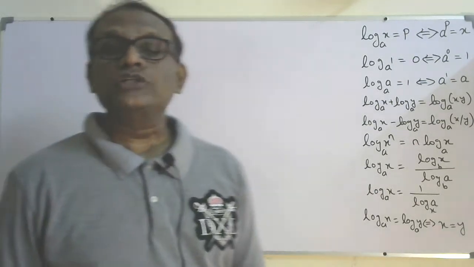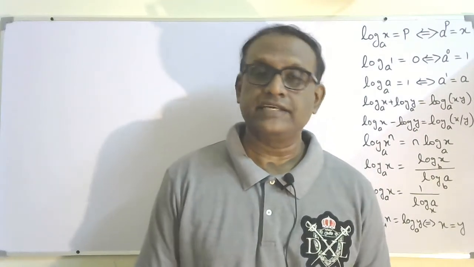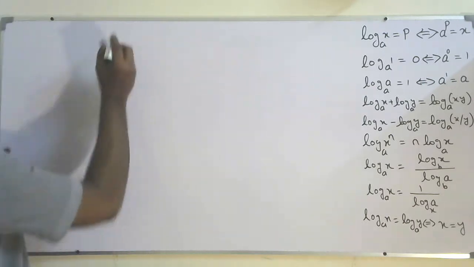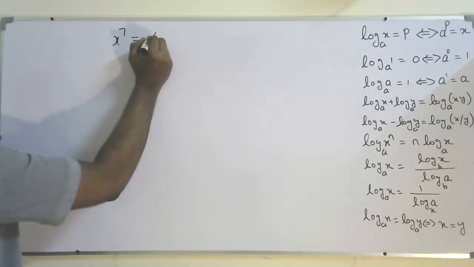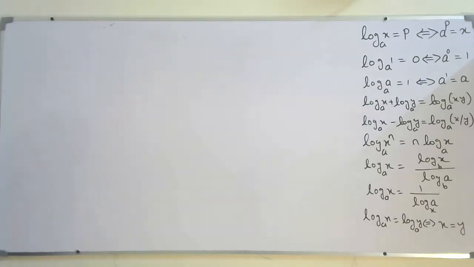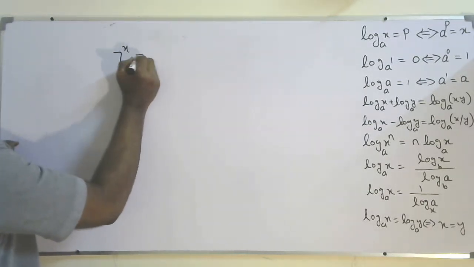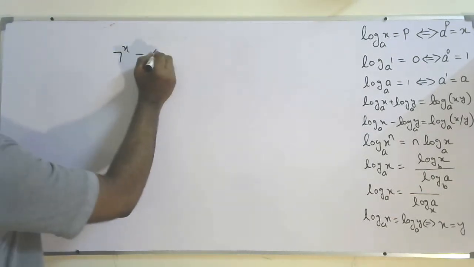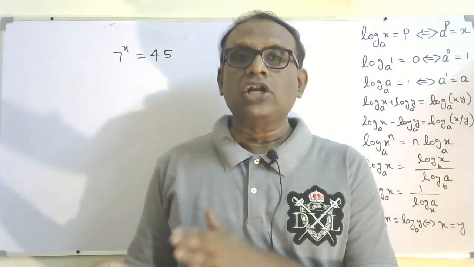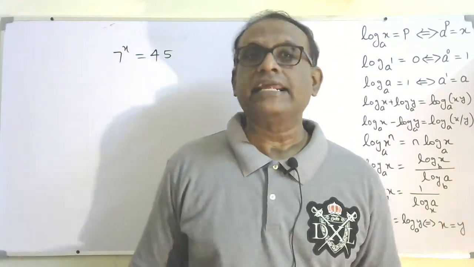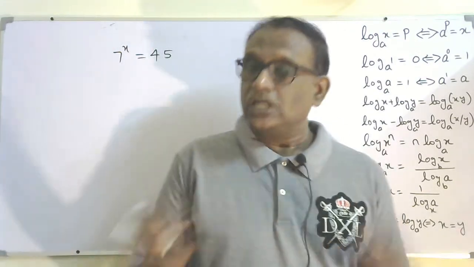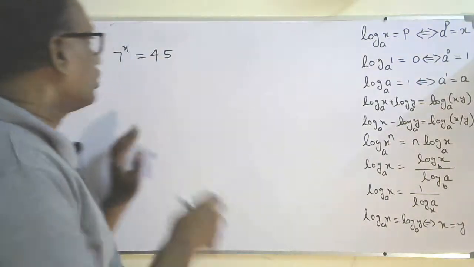Okay, so we heavily use logarithms in science, such as physics or chemistry. For example, if we want to solve 7 to the power x equals 45 and find the value of x, what do we say? Take log on both sides. That's the way we normally say it. What is meant by taking log on both sides? I'll come to that point. But normally, how do we do it?